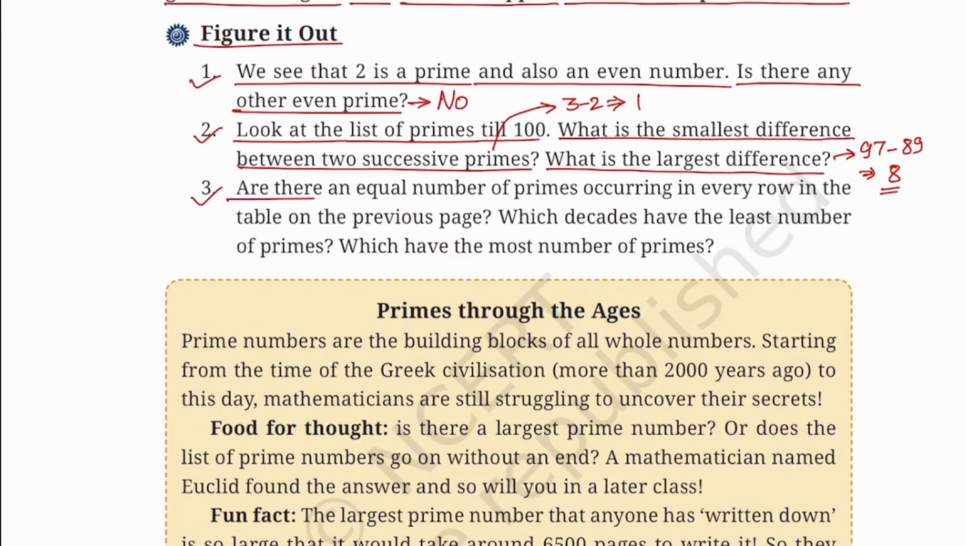3. Are there an equal number of primes occurring in every row in the table on the previous page? Which decades have the least number of primes? Which have the most number of primes?